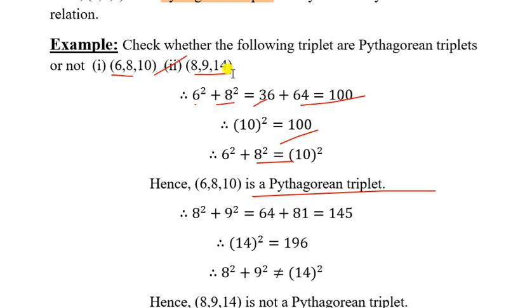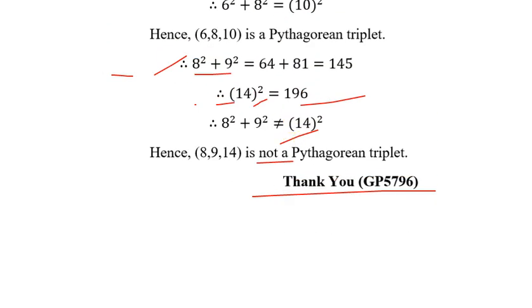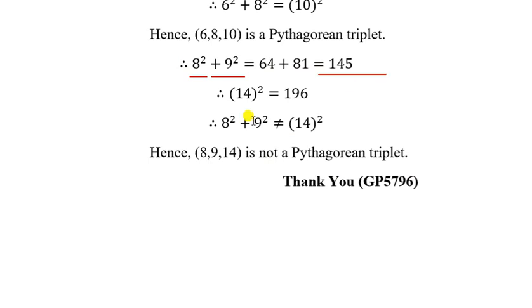Okay, but the next one, 8, 9, 14. Here also the smallest numbers are 8 and 9, and the largest number is 14. So first you have to find 8 square plus 9 square. If you calculate, you will get 145. But 14 square is 196. That means 8 square plus 9 square is not equal to 14 square. That means 8, 9, 14 is not a Pythagorean triplet.